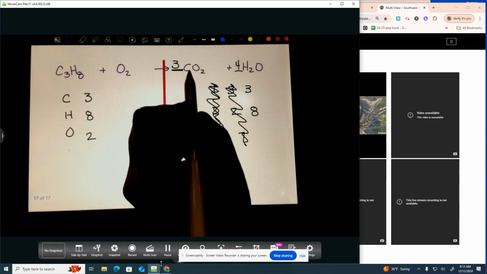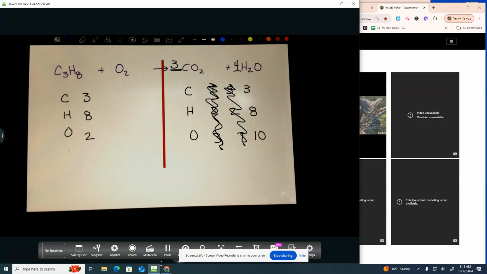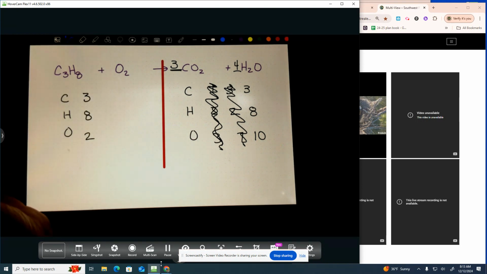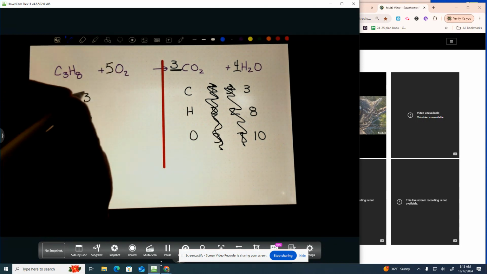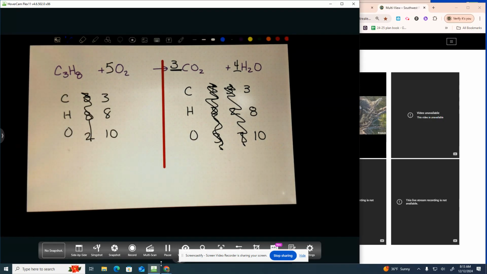6 here, and 4 here. It's 10. Good news, right? You see why I left oxygen for last? Okay, it's not always going to work out that way, but because I left oxygen last, I didn't have to worry about an odd and an even. Now what number goes in front of this O2? 5. 3, 8, 10.